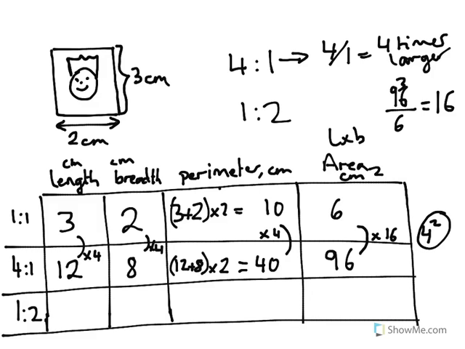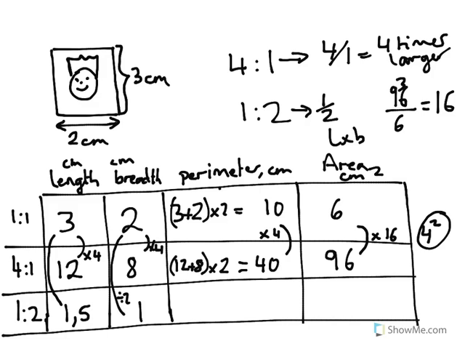Right, let's look at 1 to 2 then. The length, if we are going to change the length in the scale 1 to 2, we're going to have to change it by multiplying it by a half. So 3 times a half would give us what? 3 times a half, or 3 divided by 2, will give us 1.5. 2 divided by 2 will give us 1.